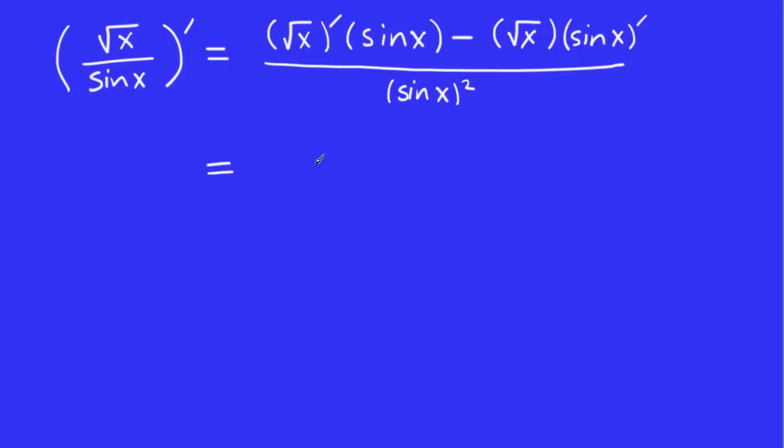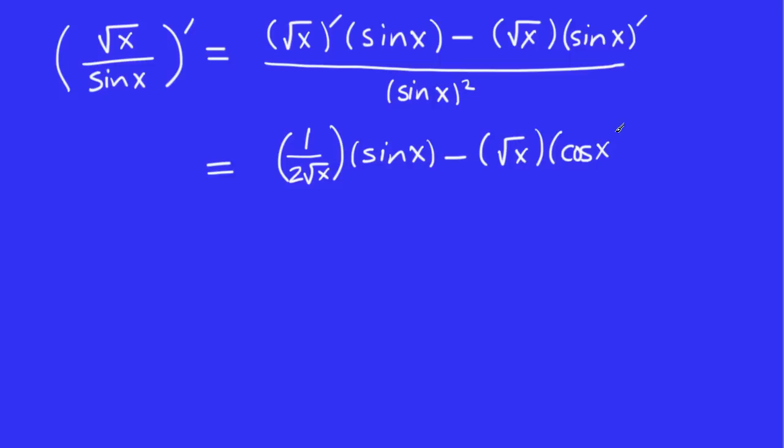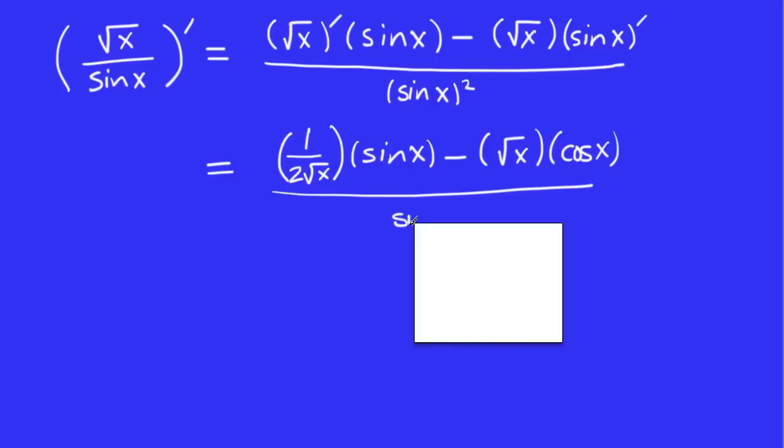What's the derivative of root x? Well, we've memorized that. It's 1 over 2 root x. And sine x is going to be left alone. And root x is going to be left alone. And what's the derivative of sine x? Well, like I said a second ago, it's cos x. And that's all over sine.